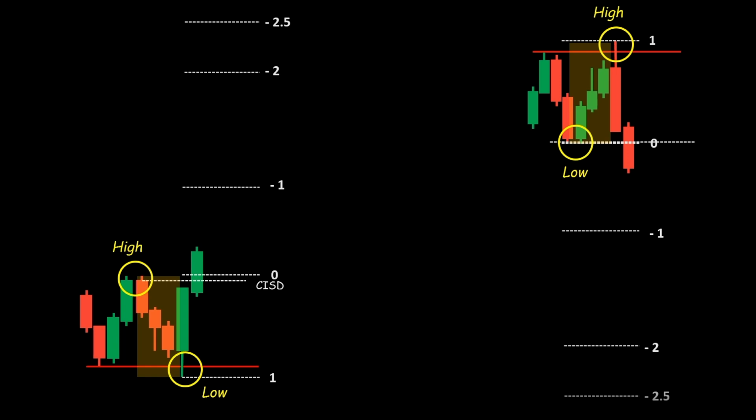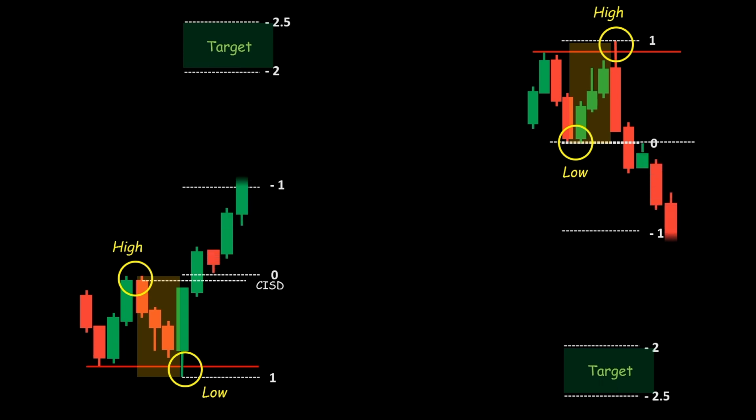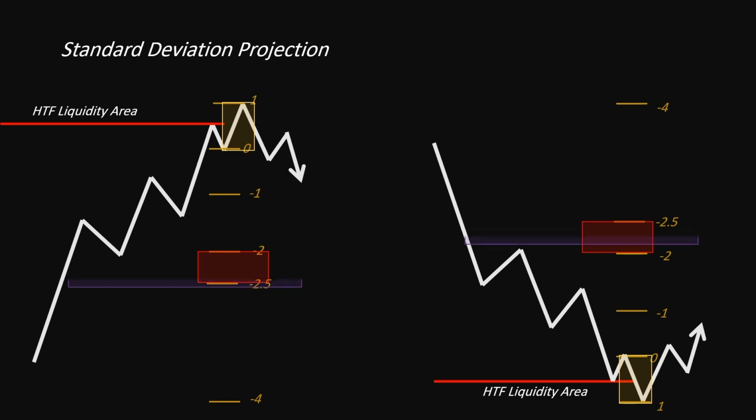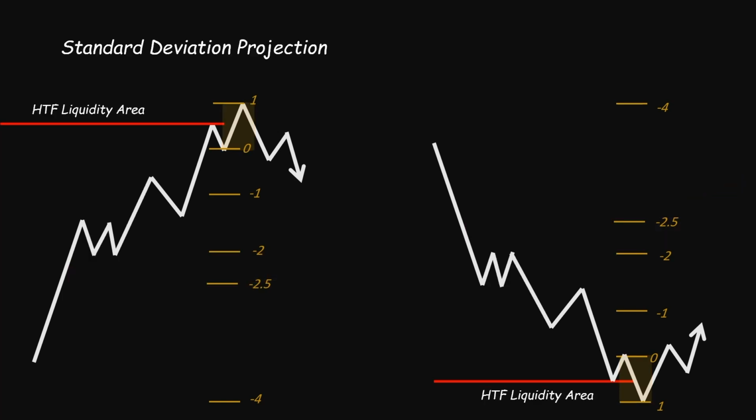Now, when the manipulation leg is a normal size, price usually reaches around the -2 or -2.5 level. That's a really common area to take profit. But if the market's expanding and volatility kicks in, you might see it push all the way to -4 or even -4.5. In those zones, you'll often notice liquidity pools, things like equal highs, equal lows, or imbalance areas like FVG. That's where I look for confluence. So if my standard deviation target lines up with liquidity, that's usually my take profit zone.